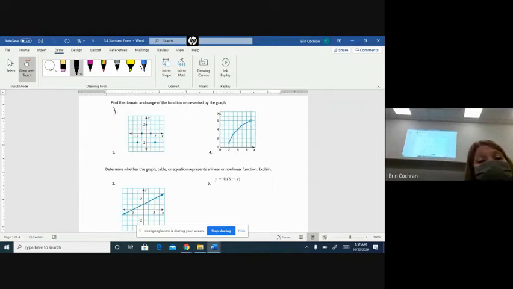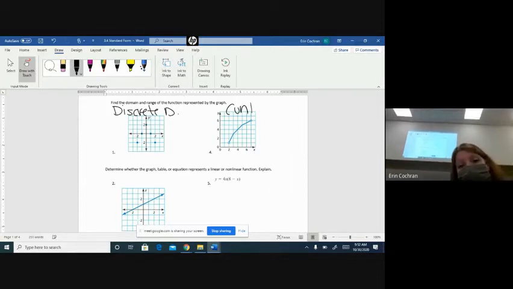A discrete domain, right? And number 4 is what kind of domain? It's continuous, yep. It's continuous, okay? So if we're looking for discrete, we're just going to list our x values and my y values.